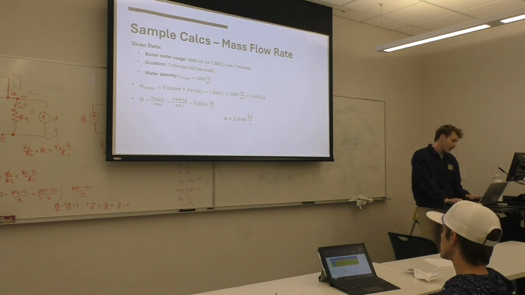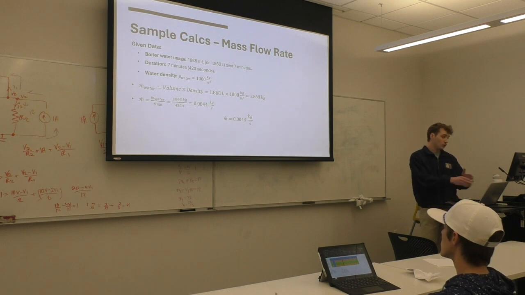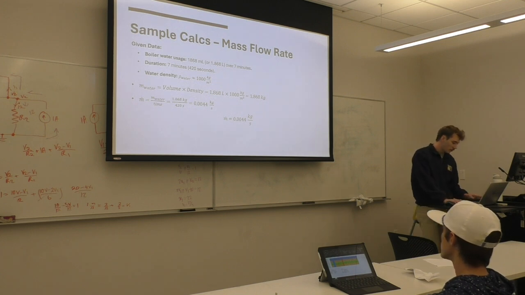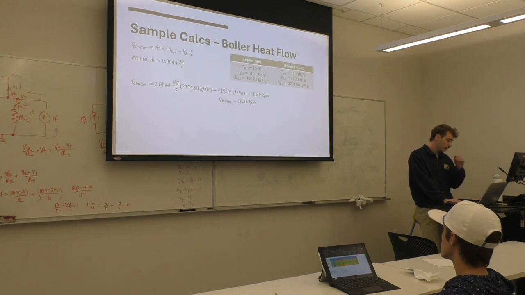Let's move on to sample calc. This is where I kind of got a little weird. When I was calculating the mass flow rate to help calculate everything else you're about to see, I was getting a really small mass flow rate. And I did it with the boiler water usage, so the water that we're using throughout the experiment. I just could not figure out why this was so small, but I just kept with it. Moving on to our heat flow from the boiler, we're getting 10.3 kilojoules per second, which is a lot lower than it should be.